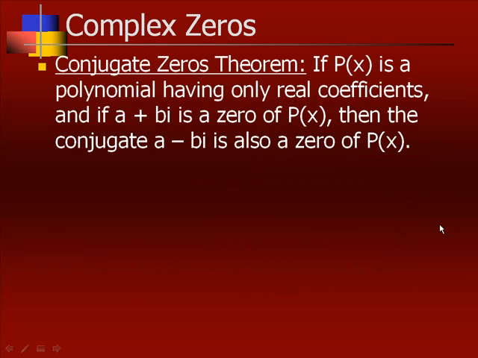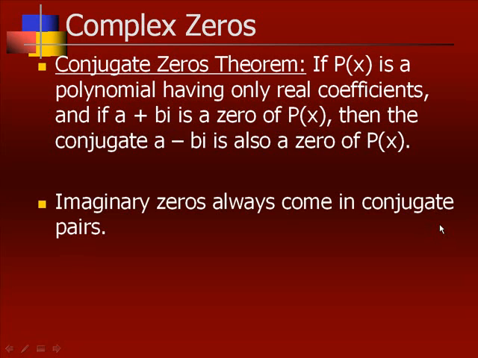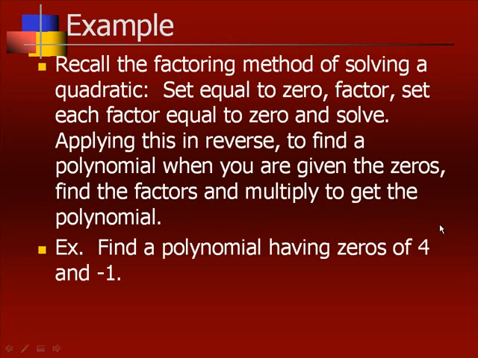Well, the conjugate zeros theorem tells us if p of x is a polynomial having only real coefficients, and if a plus bi is a zero of the polynomial, then the conjugate a minus bi is also a zero. What that tells us is imaginary zeros always come in conjugate pairs. So we'll always have an even number of imaginary zeros.